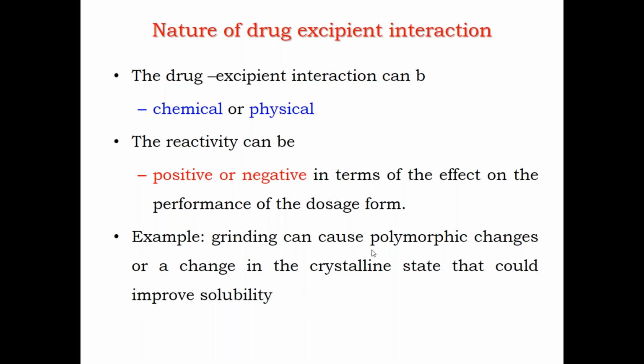So look at the example here. Grinding can cause polymorphic changes or a change in the crystalline state that could improve solubility. Just to revise, powders can exist in amorphous form or in crystalline form. Amorphous forms usually have good solubility, but for crystalline drugs, solubility depends on another property called polymorphs, which polymorph form it is: type 1, type 2, type 3, or alpha, beta, gamma. Every polymorph has different physical properties but the same chemical properties. So if the interaction changes the drug to a particular polymorph, the drug is the same, only its crystalline behavior is altered, and that has improved the solubility. That's the positive effect. So we take it as a positive drug excipient interaction, which is advantageous for our purpose because it has improved the solubility.